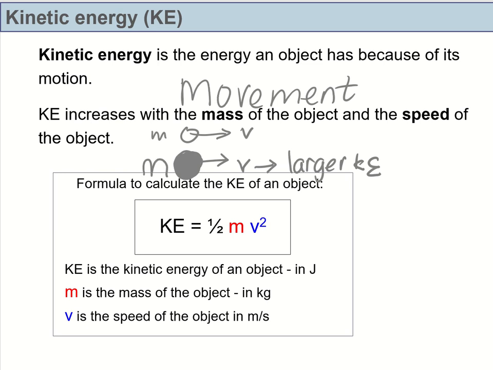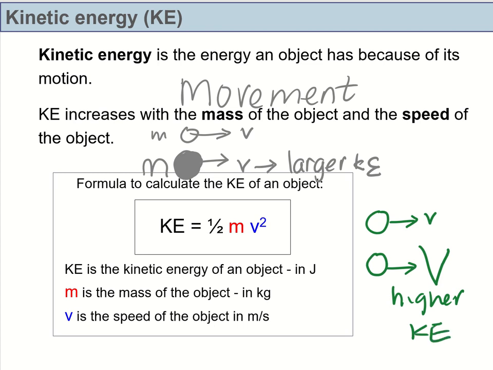So what if both objects have the same mass? Then it depends on the speed. So if this object moves with a small speed, this object moves with a large speed, then this is the one with a higher kinetic energy. So basically, there are two things that affect kinetic energy. Number one is the mass, and then is the speed. The formula for kinetic energy is half mv square.